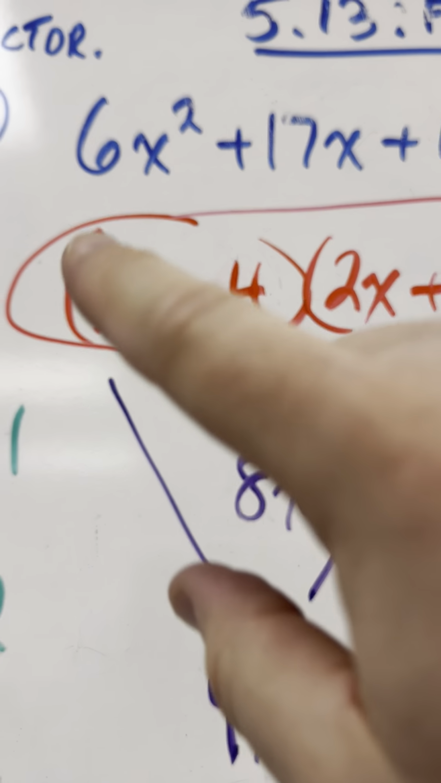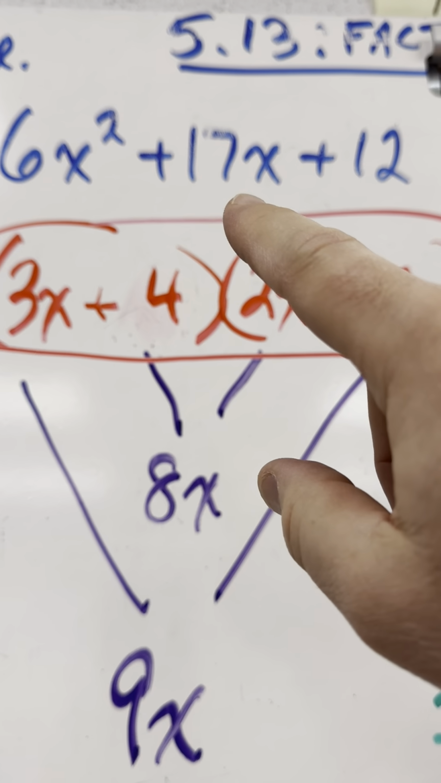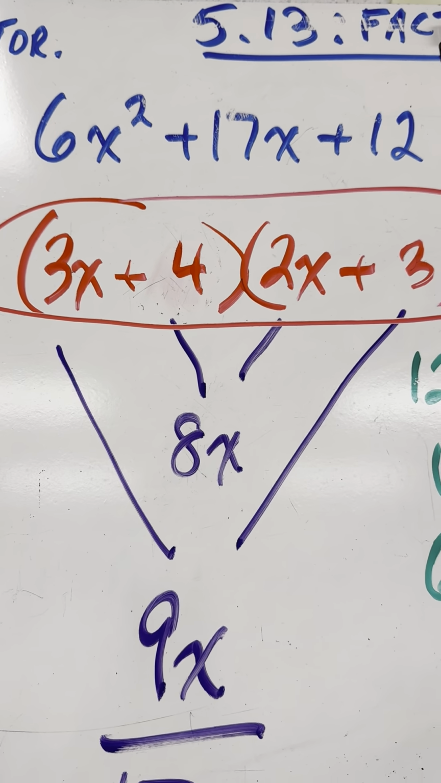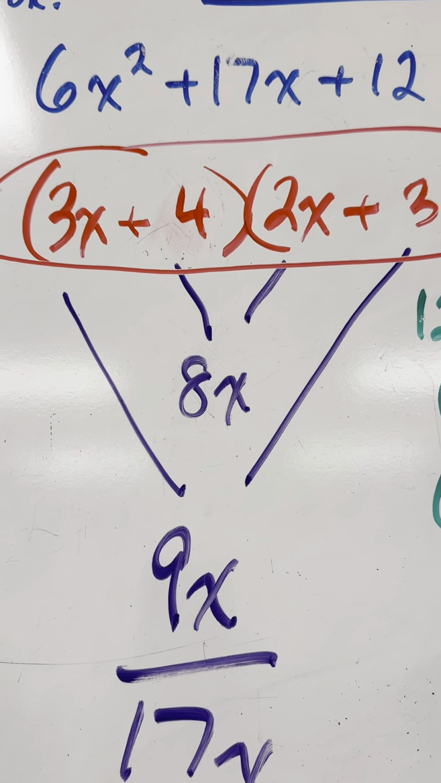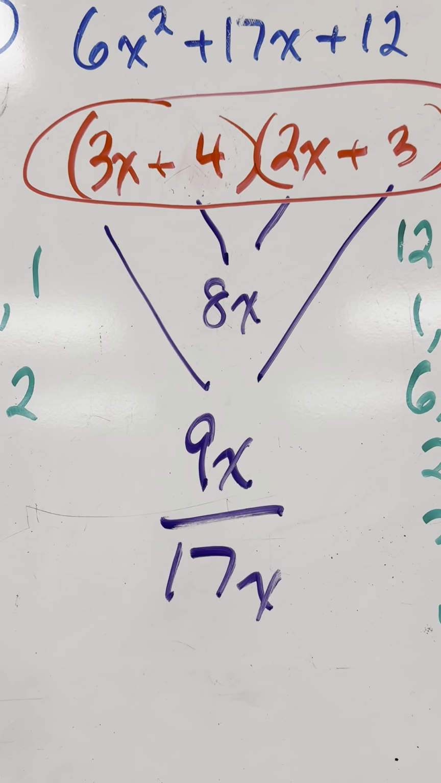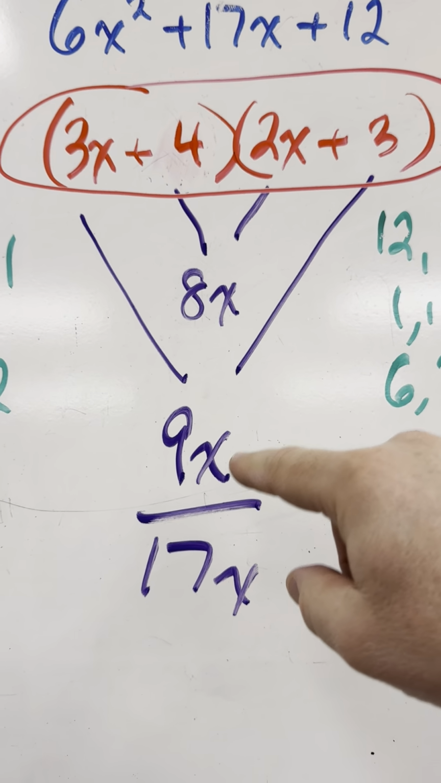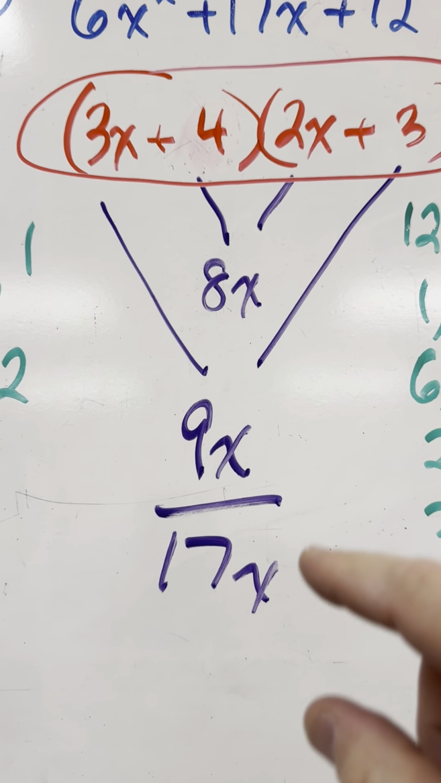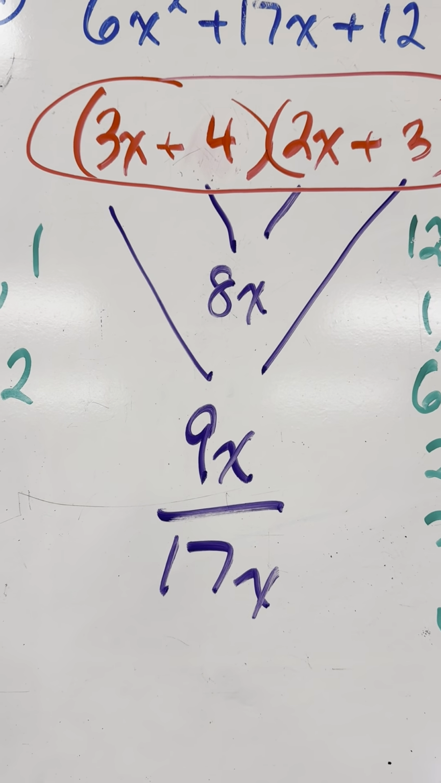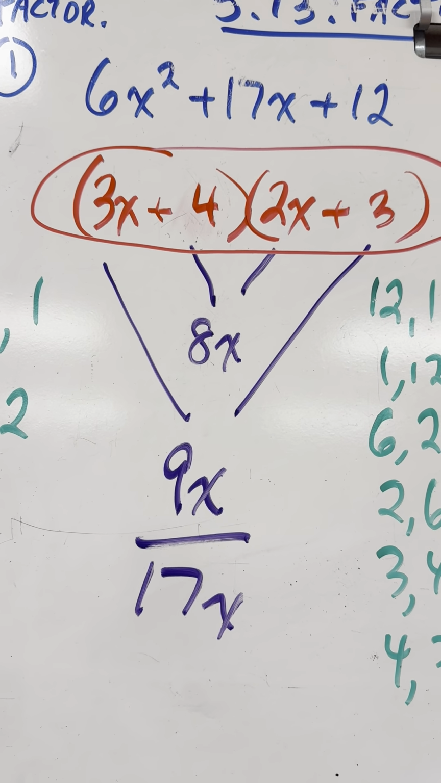So now I know I made 6x squared. I know I made 12. The question is, did I make 17? And you have to check by doing the O and the I, the outer and the inner part of FOIL, right? So we're going to do 3 times 3 is 9, 4 times 2 is 8, and 8 plus 9 is 17. Ding, ding, ding! That's my answer. Okay.